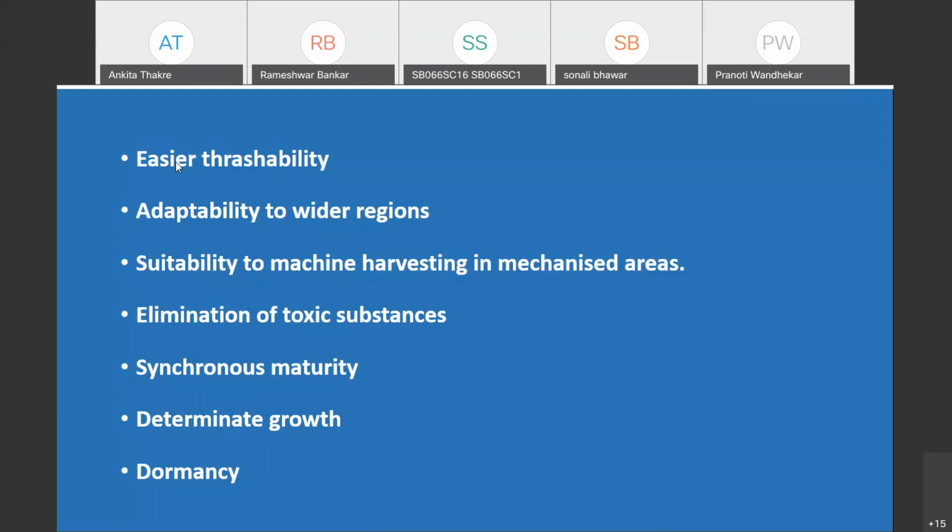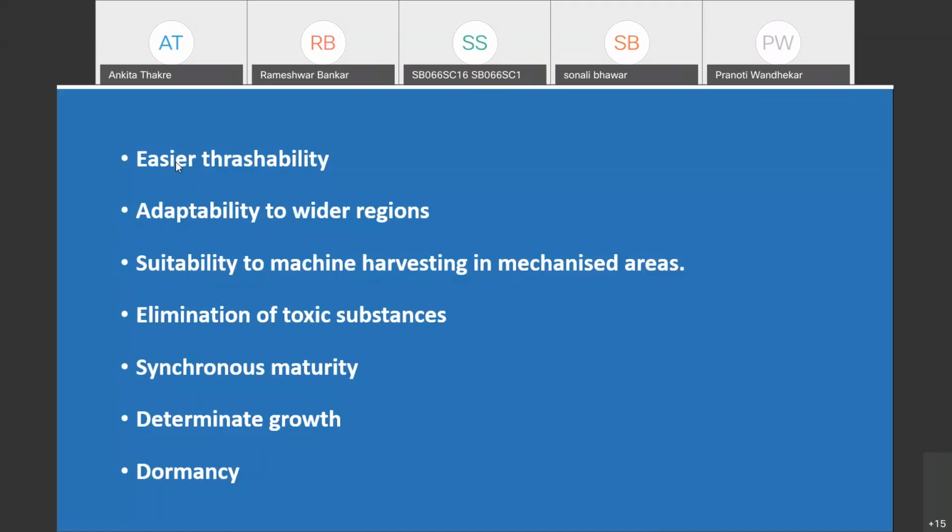That's why new varieties are developed in which the erucic acid is completely removed, and that's why brassica oil becomes very safe for human consumption. Okay, then the synchronous maturity.